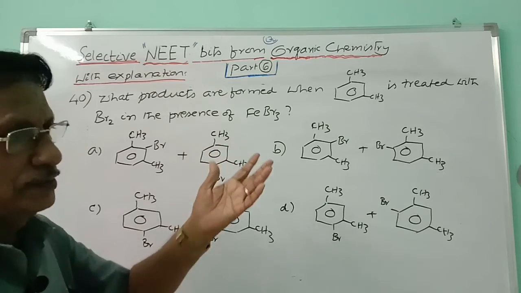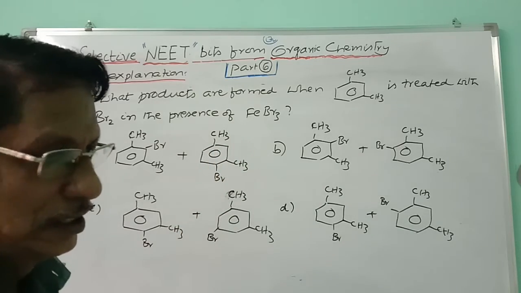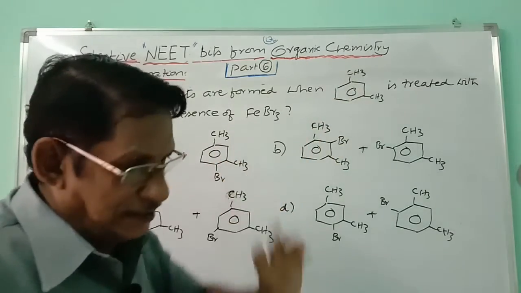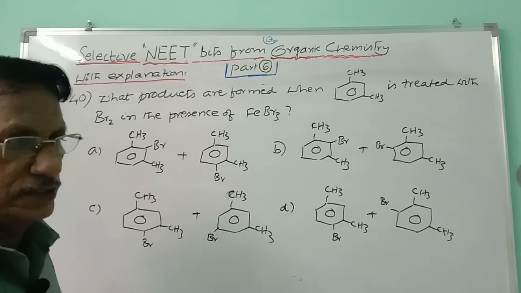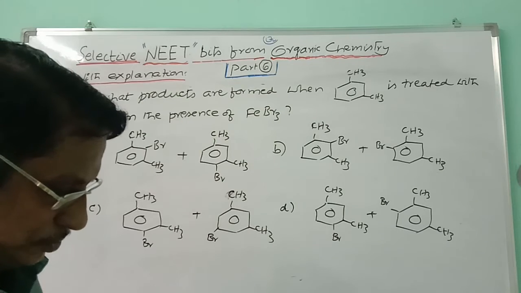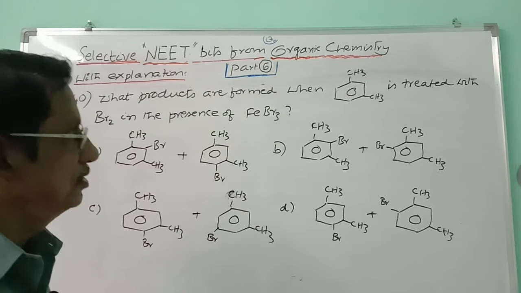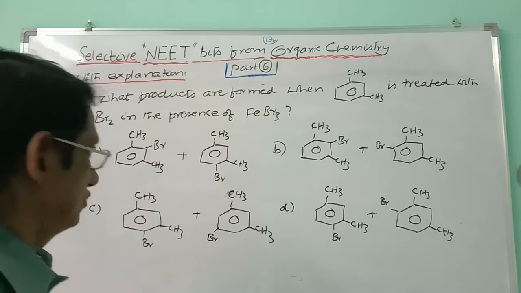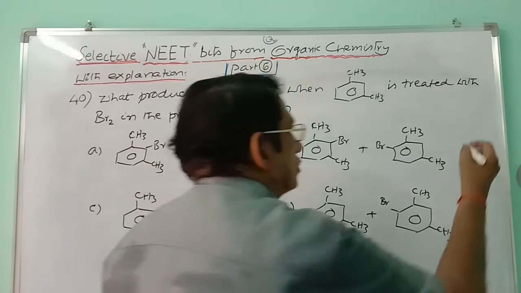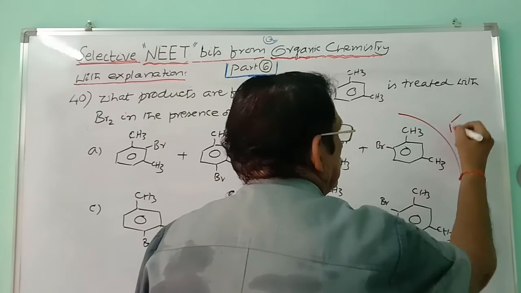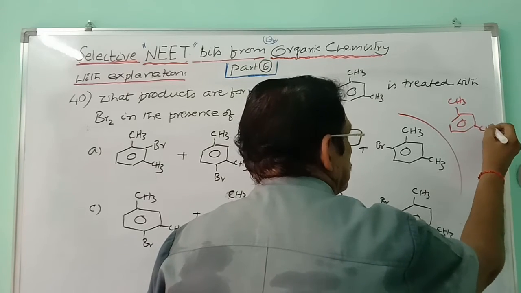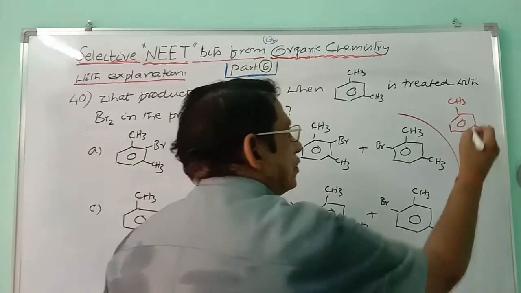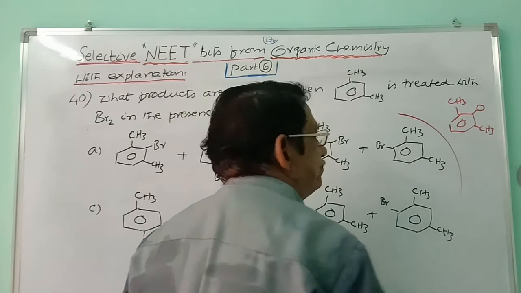And here CH3 group is OP director. This is the OP director, this is the OP director. So the orientation will be at the ortho position, at the para position, and ortho position. So what would be the product here? Just you can imagine. In this way you can take here. This is CH3, this is CH3. You can take the attack here.